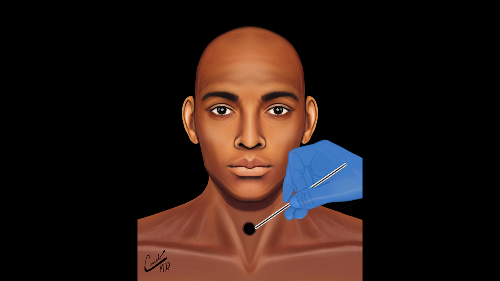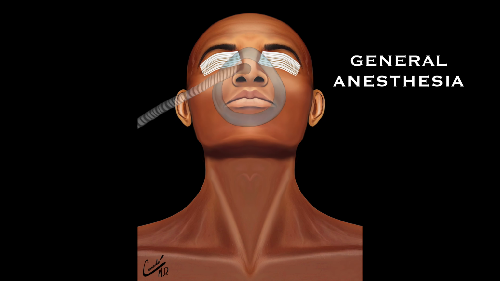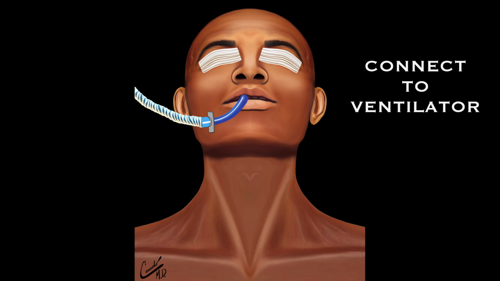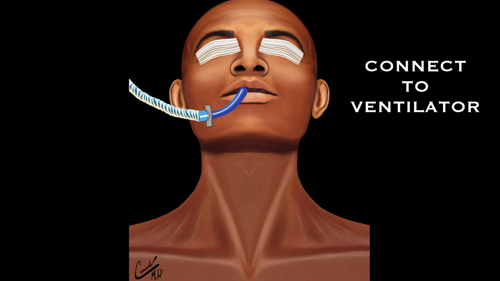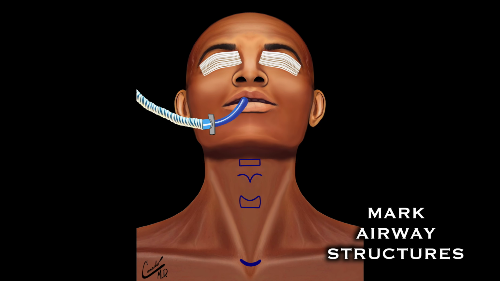What are the steps of a tracheotomy? The patient lies down on the operating room table. Oxygen is given to the patient. General anesthesia is provided so the patient falls asleep. The patient is intubated by having a breathing tube placed. The tube is connected to the ventilator so the machine can breathe for the patient. The surgeon identifies and marks the airway structures of the neck.